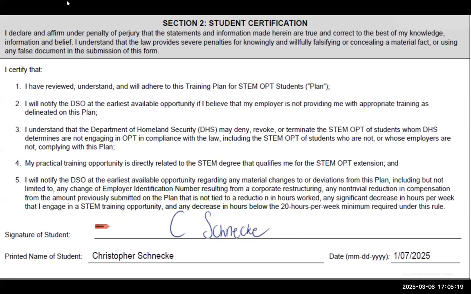So here's an example of section 2 that's filled out correctly, if you were the one filling it out. As you can see, it's asking for the printed name of the student as well as the signature of the student. In my example, it is a wet ink signature that I use to sign the document.